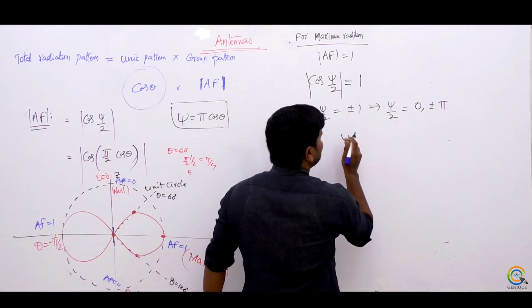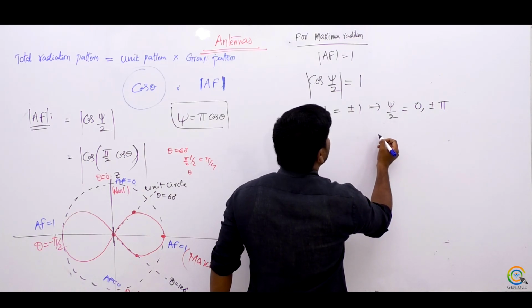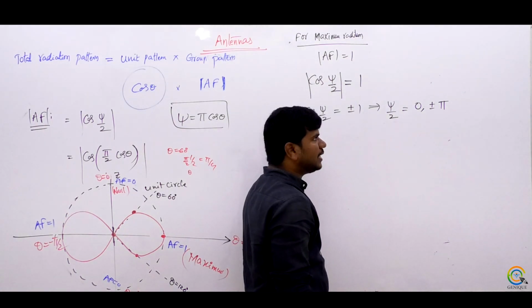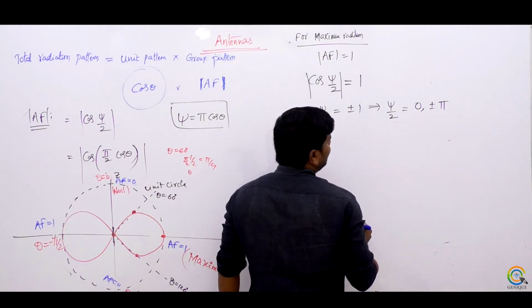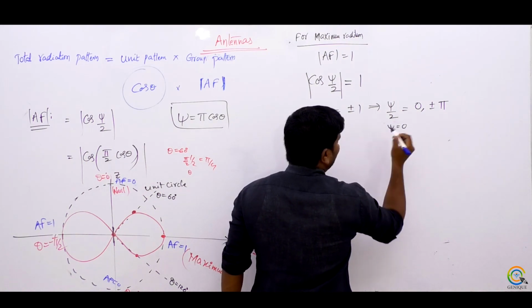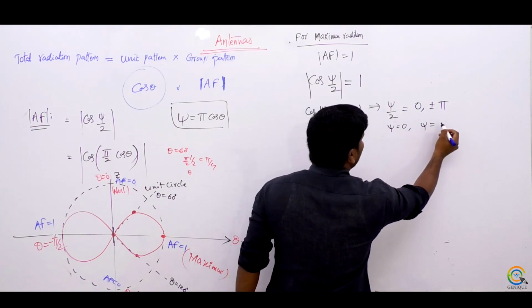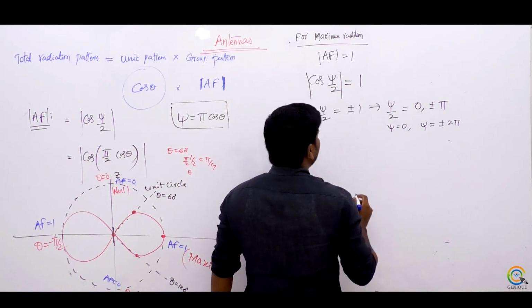So now, from this, what is psi? Psi by 2 is equal to what? So here also you can directly write psi is equal to 0. Here psi is equal to 0. That means you can also write psi is equal to 0, or psi is equal to plus or minus 2 pi. But what is psi here? Psi we have already seen.